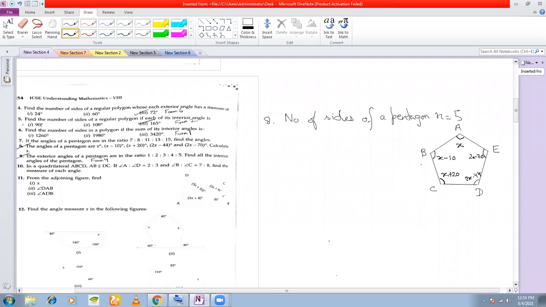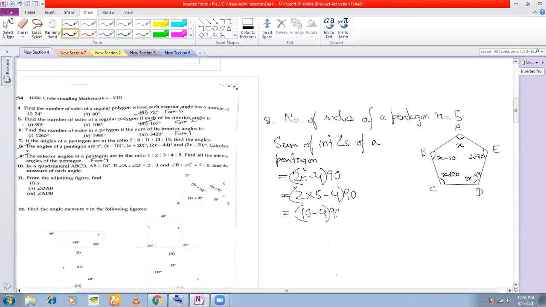Fine. So first of all, we'll find out the sum of interior angles of a pentagon. Sum of interior angles of a pentagon is equal to 2n minus 4 into 90. Put the value of n: 10 minus 4 into 90, which is equal to 6 into 90, which is 540 degrees is the sum.